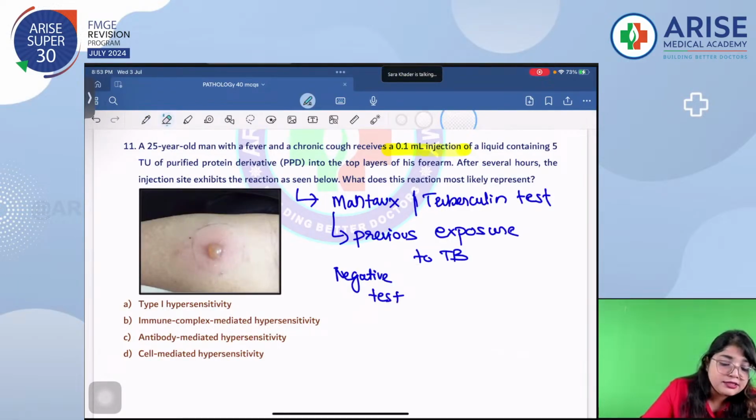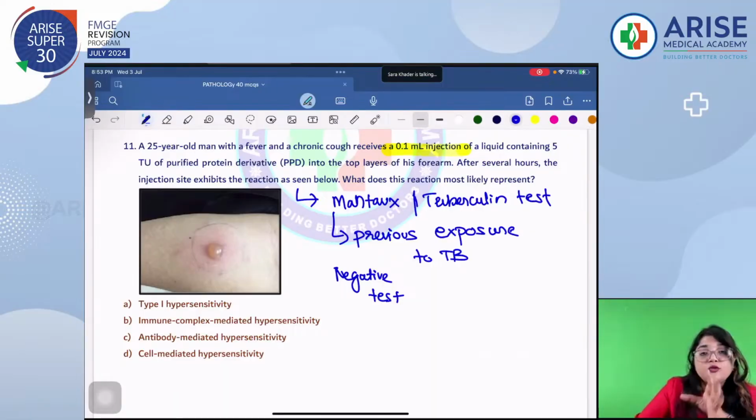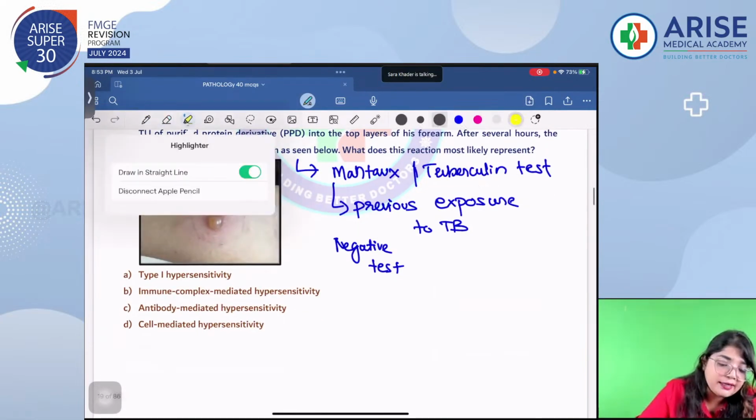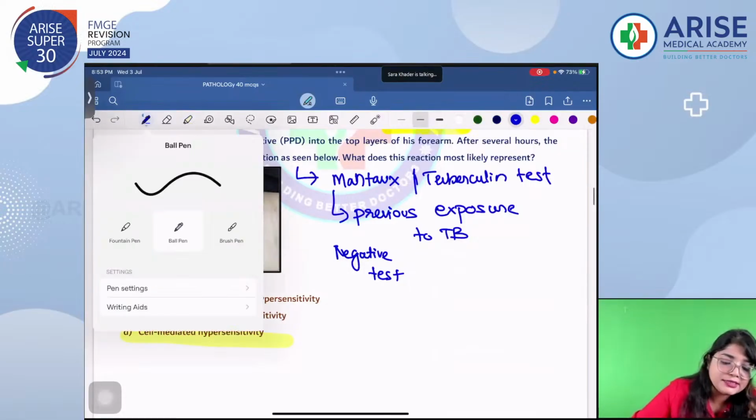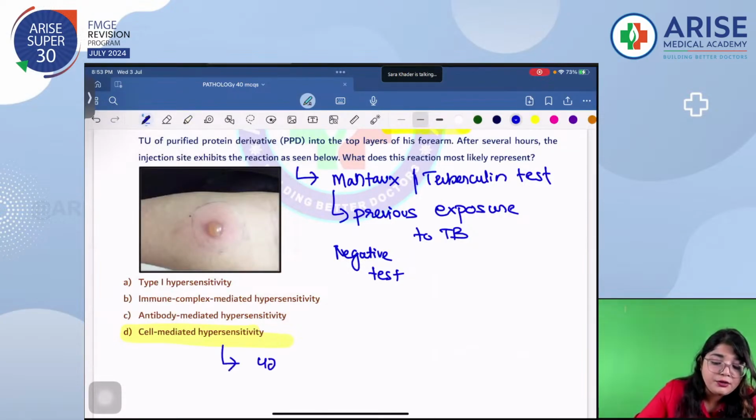Okay? If this patient had an exposure prior, this inflammation would have crossed this circle, because your body recognizes the bacilli. Now, this is which kind of hypersensitivity? Remember, this is cell-mediated hypersensitivity. It takes around 48 to 72 hours for the cells to become active, and that's why it is also known as delayed type hypersensitivity.